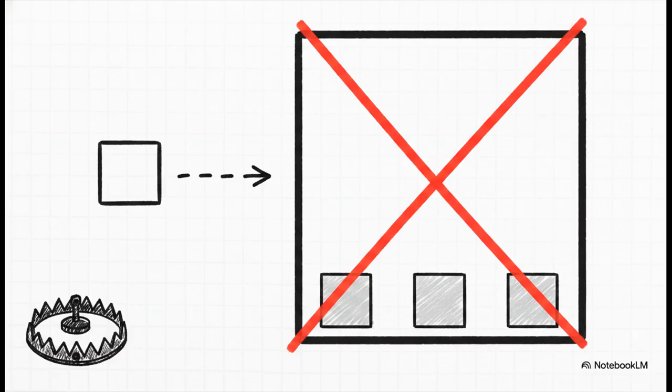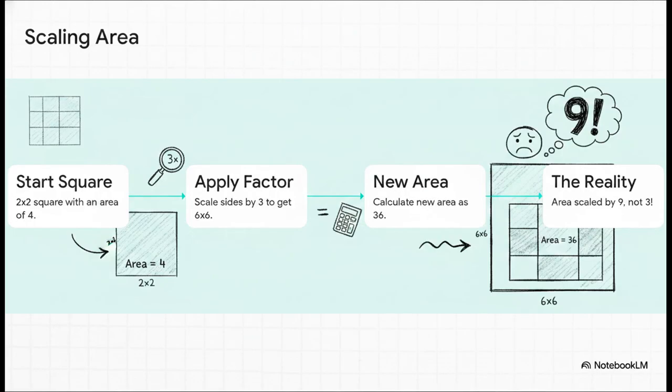Wrong. You absolutely cannot use 1D thinking in a 2D world. Let's see how this trap springs on us in a real problem. Walk through this with me. Step 1. Start with a simple 2x2 square. Its area is 4 square units.